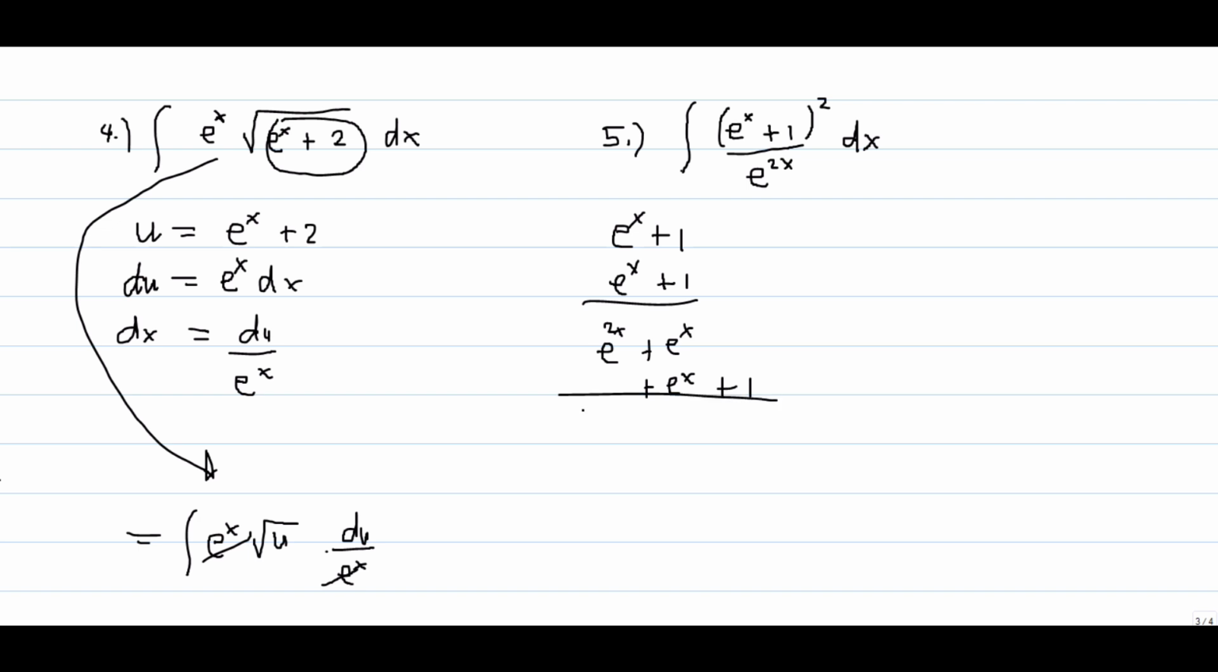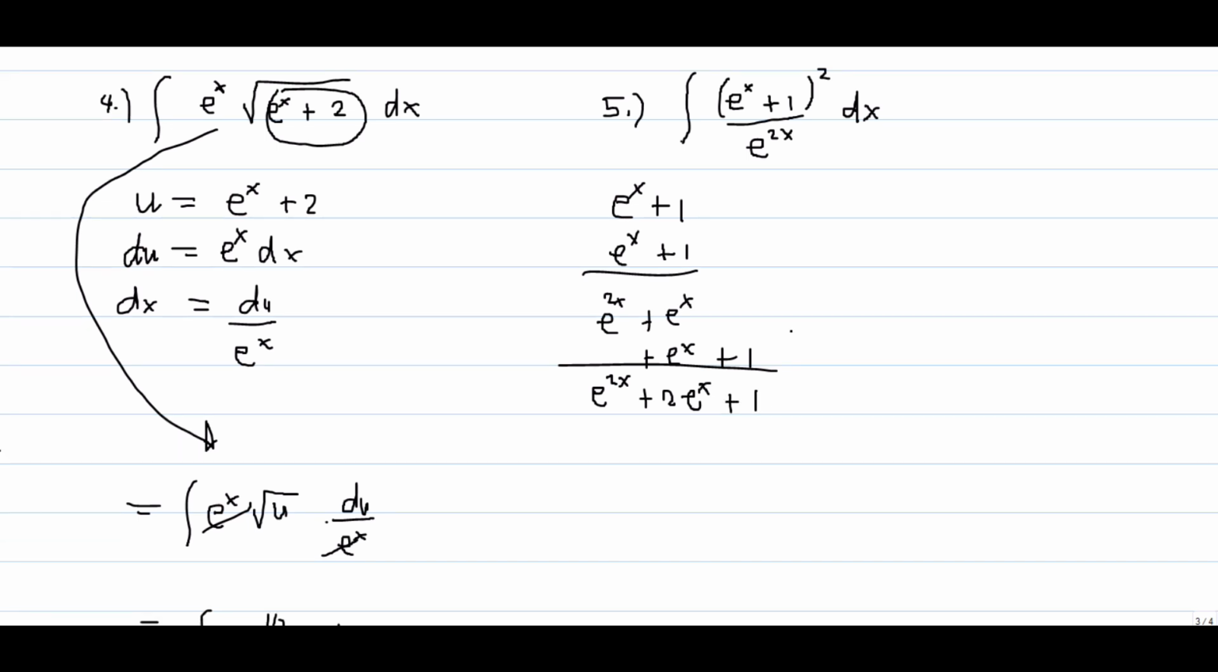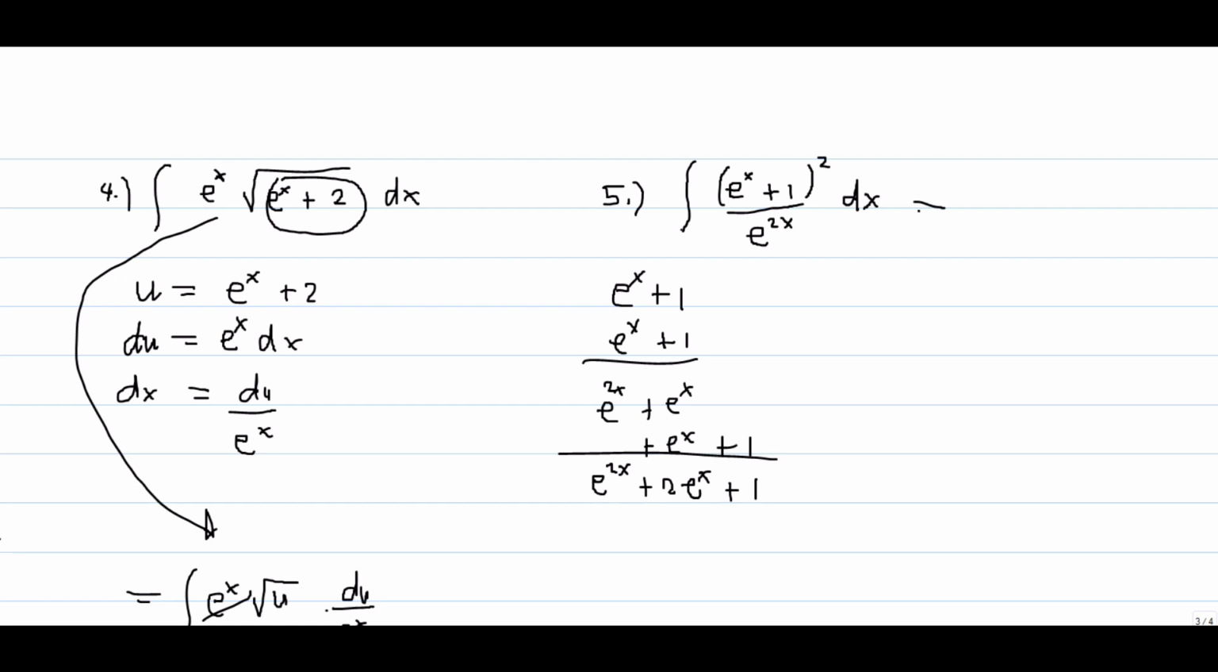So we have e to the power 2x plus 2 e to the power x, then plus 1. Okay, we can now substitute. So we have the integral of e to the power 2x plus 2 e to the power x plus 1, over e to the power 2x, dx.